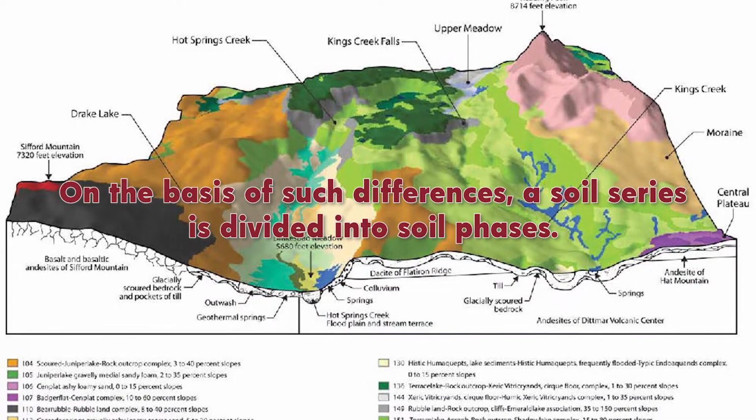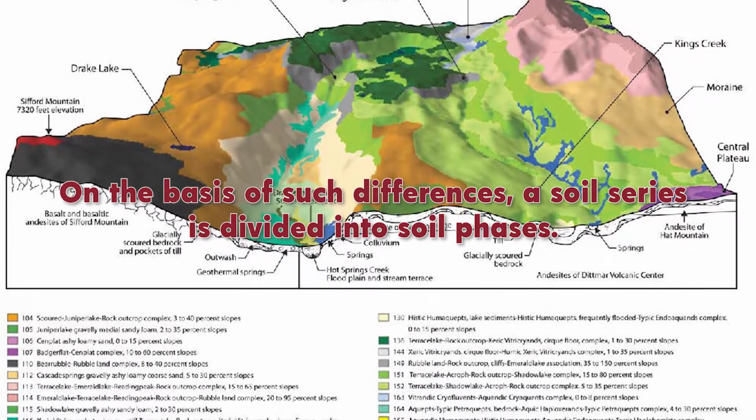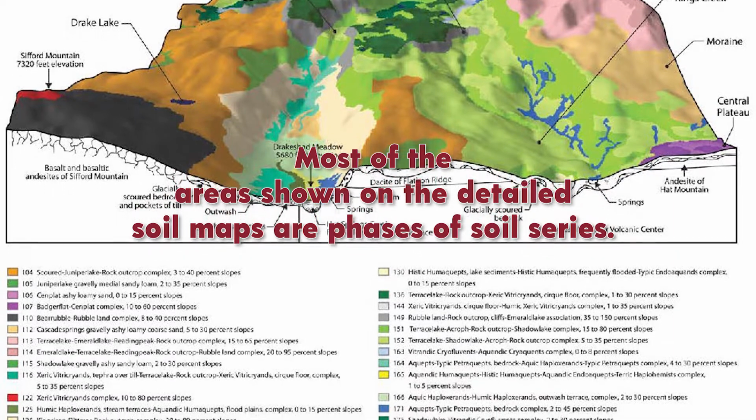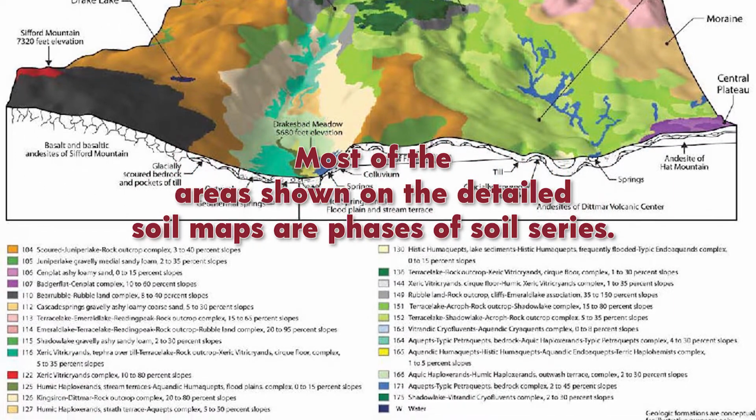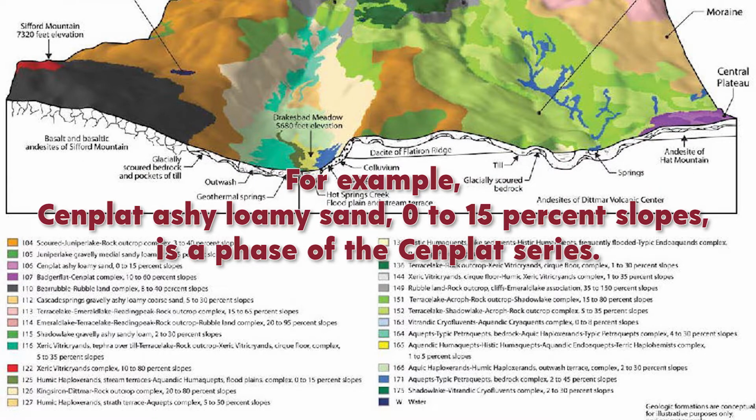On the basis of such differences, a soil series is divided into soil phases. Most of the areas shown on the detailed soil maps are phases of soil series. The name of a soil phase commonly indicates a feature that affects use or management. For example, Sandplat ashy loamy sand, 0 to 15 percent slopes, is a phase of the Sandplat series.